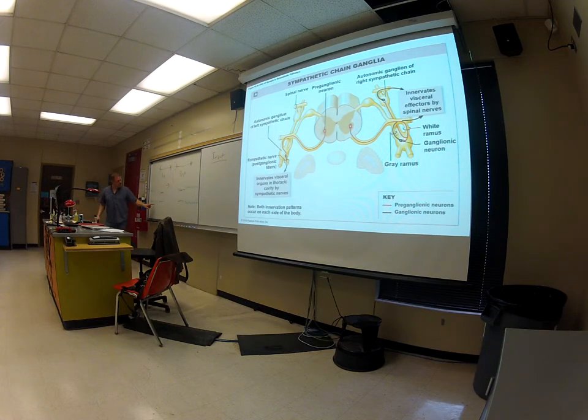Sympathetic. So what's our pre? Short. Let's come over here. Here's the spinal cord. Here's our pre to the chain ganglia. From the chain ganglia, where do we have to go? All the way out to the visceral organ. So along post.